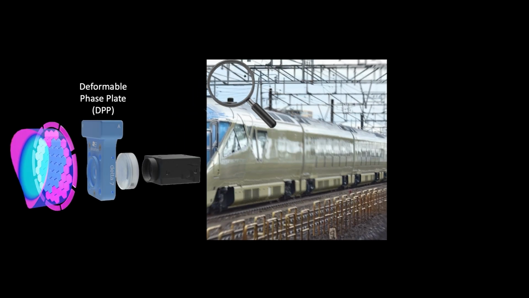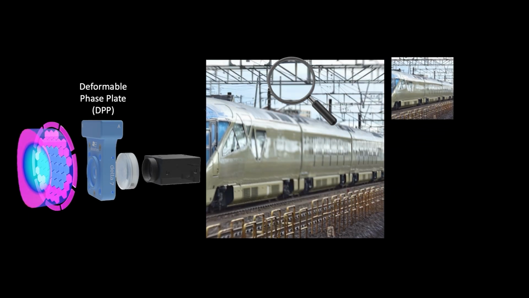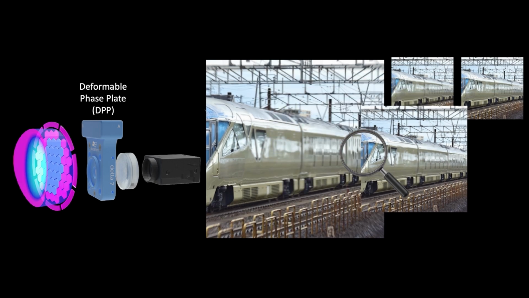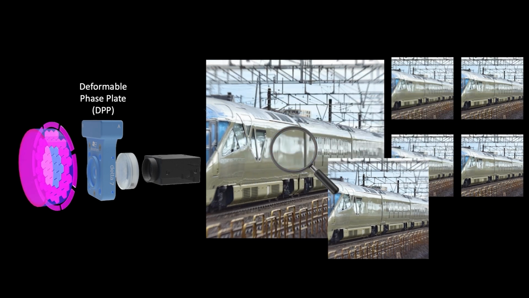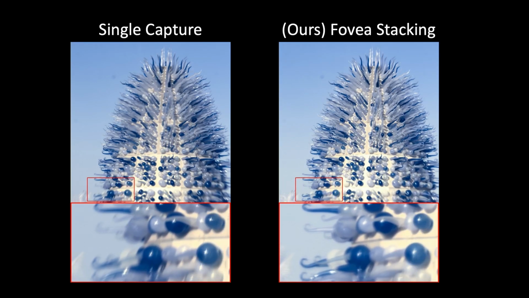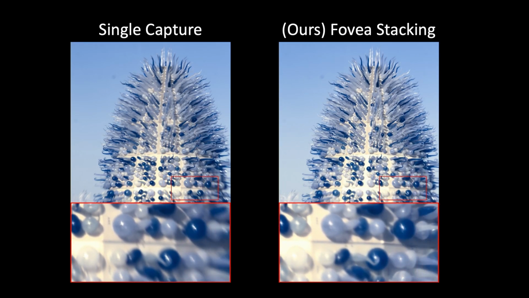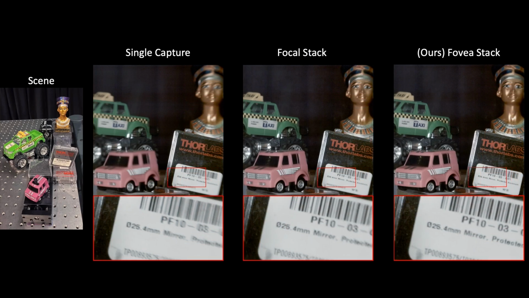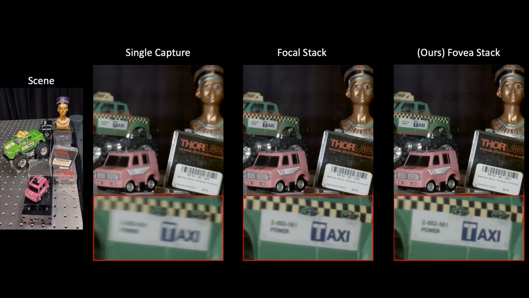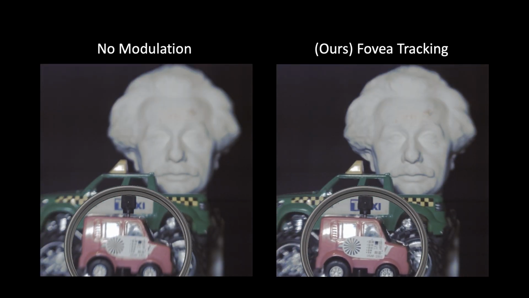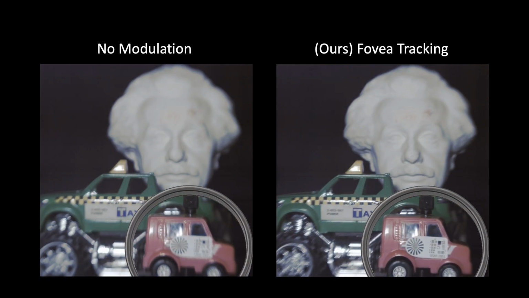By optimizing DPP deformations through differentiable optics, off-axis aberrations are corrected locally, producing a foveated image with enhanced sharpness at the fixation point. Stacking them yields an aberration-free composite image. We compare the fusion result of the fovea stacking and the single static capture, and also apply it to extended depth of field imaging. Moreover, with fovea tracking, we can dynamically keep the object of interest sharply imaged.